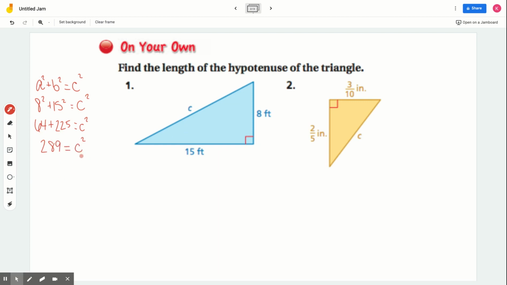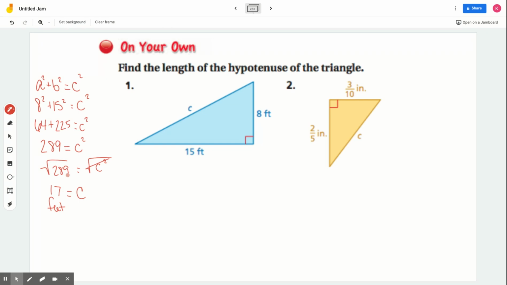Now we need to get c by itself. So the opposite of c squared is the square root. If we're going to take the square root of c squared, we also have to take the square root of 289. So the square root of both sides. The square root of 289 is 17. The square root of c squared is c. So we know that c is 17 feet. The hypotenuse of this triangle in number 1 is 17 feet.